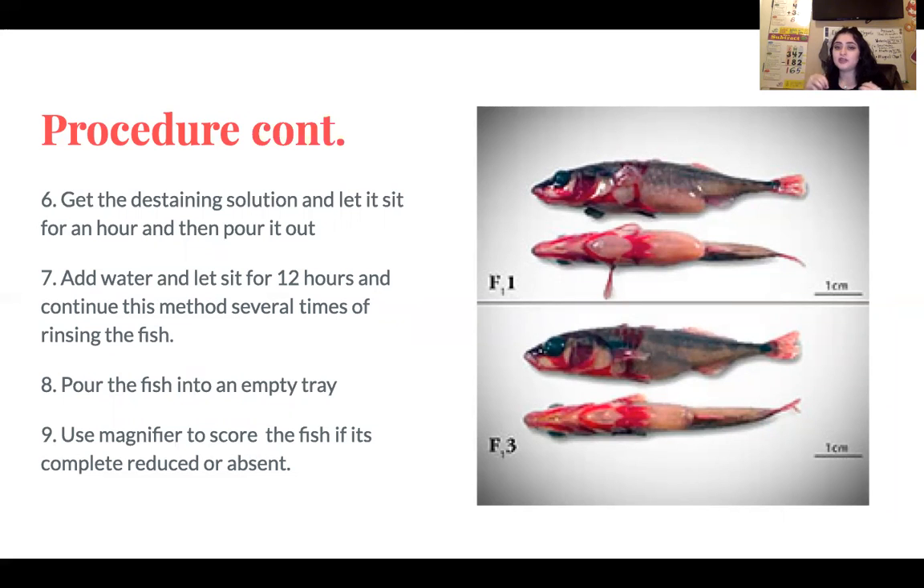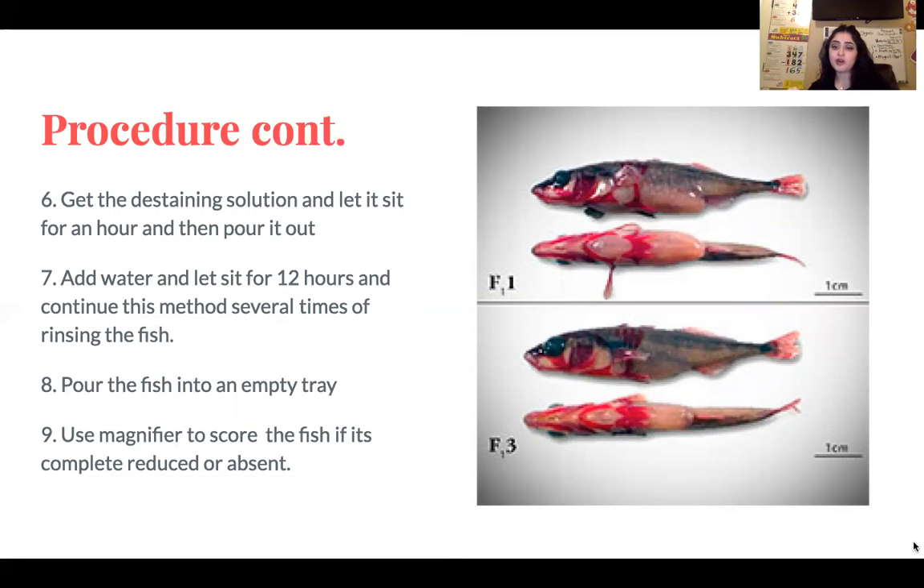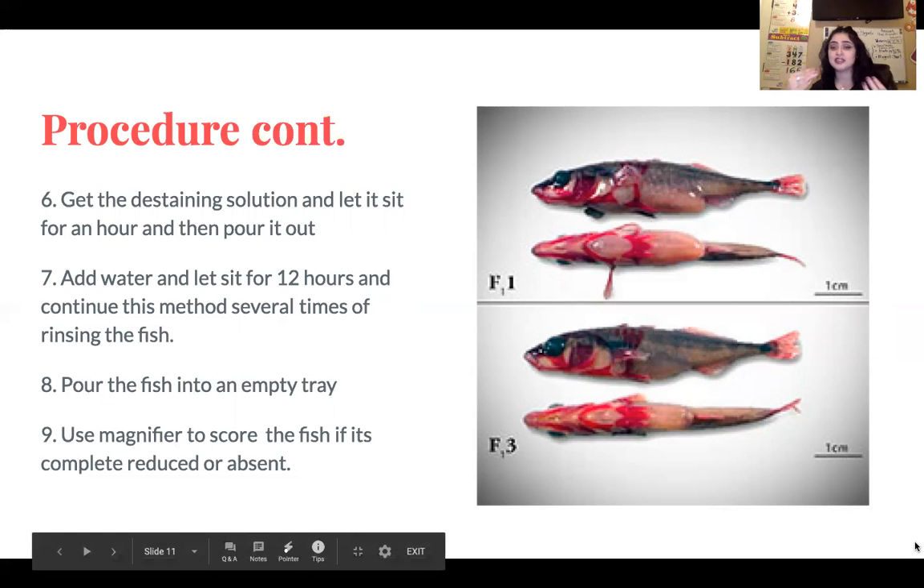After that, we're gonna be doing this rinsing method where we add water and then we shake it a little bit, and then we wait like 12 hours, and we have to do this several times of rinsing the fish to make sure it's completely rinsed. After that, we pour the fish into an empty tray, and we start analyzing each fish individually. In the picture that you see here, you can see that this is a complete stickleback fish, and this is what we go by, and we'll just write it down in our results and be like, this is complete, this is absent, this is reduced, and we'll keep on doing that method.